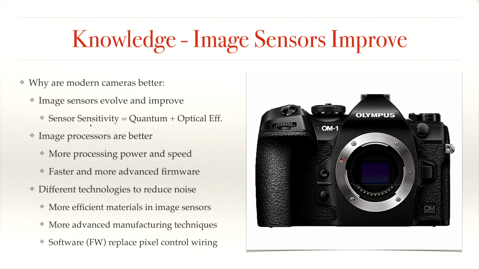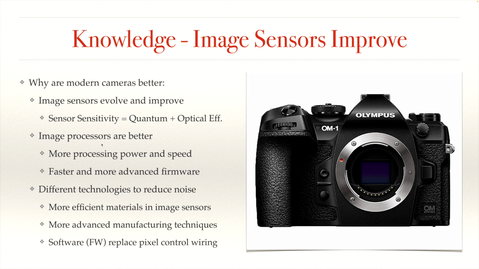The criteria on which scientists are developing new sensors: they're looking at sensor sensitivity, which is the quantum plus optical efficiency of the sensor. They develop both these areas: the quantum, which is the materials and the design of the sensor, and optical, which is the capturing of the image signal and having it onto the pixel sensitive area so that we can convert that to electrons. So there's constant development and improvement in this area taking place.